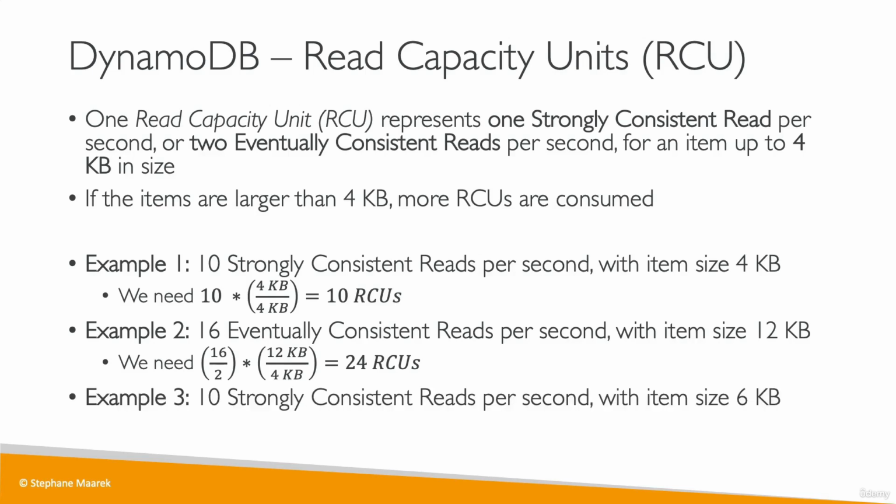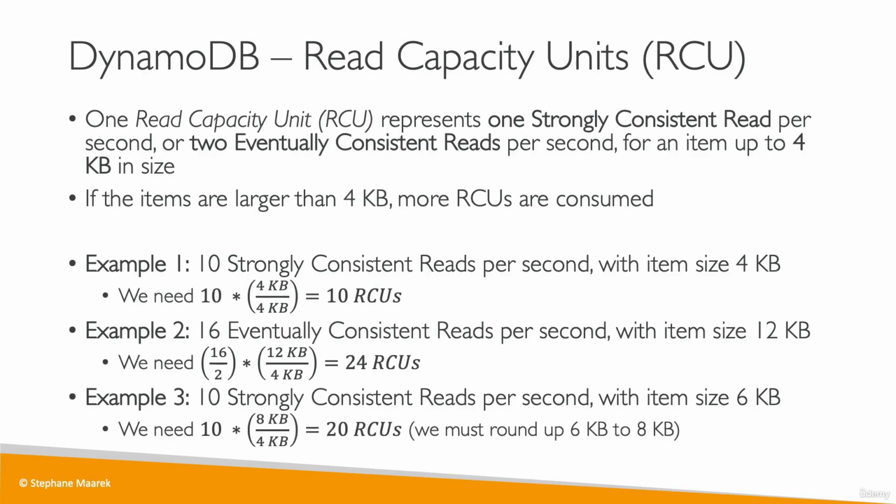And last example, which is 10 strongly consistent reads per second with an item size of 6 kilobytes, okay? So this one is a little bit trickier. So what is it? Well, it's 10 times 8 divided by 4. And why 8? Well, we round up 6 kilobytes to the nearest 4 kilobytes. So it's going to be 8 kilobytes, and you have to always go up, okay? And in this case, we get 10 times 8 divided by 4, which is 2, so 20 RCUs.